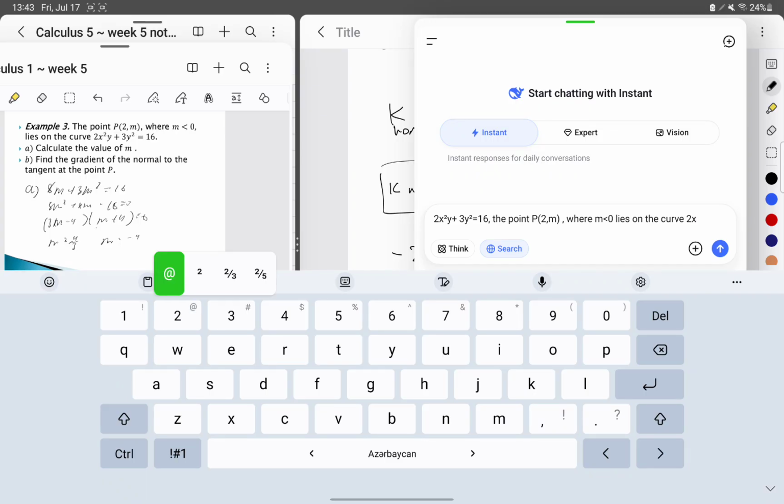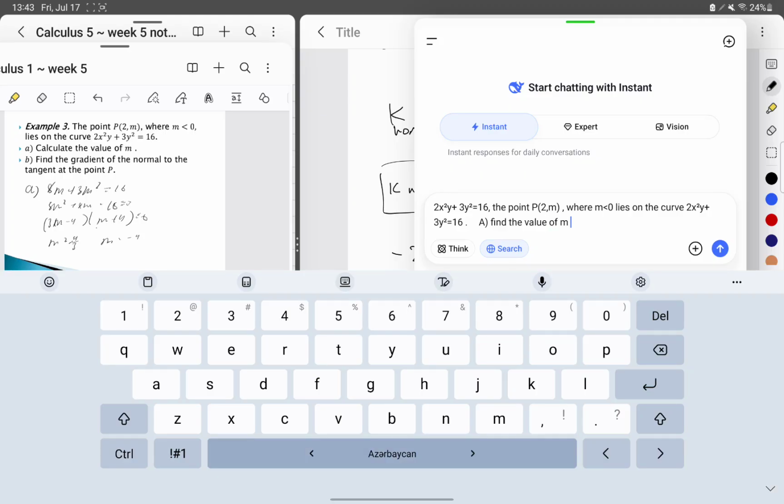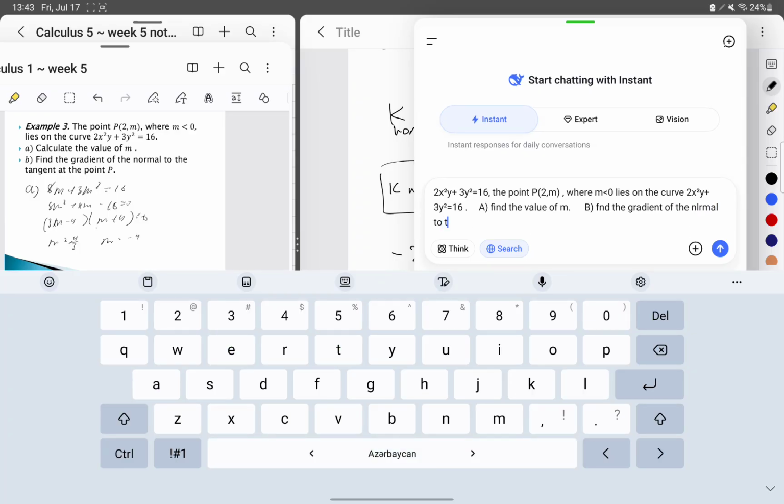The curve is 2x squared y plus 3y squared equals 16. Part A asks to find the value of m, and part B asks to find the gradient of the normal to the tangent at the point P.